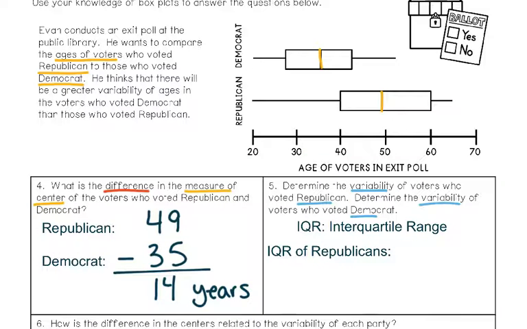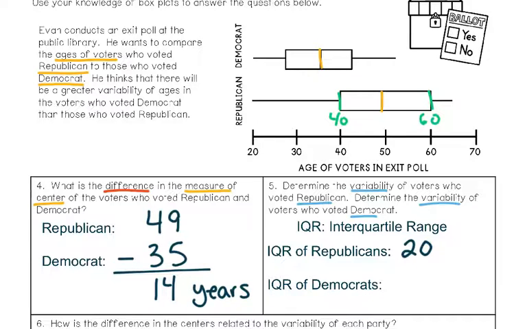So to find the IQR of Republican voters, I'm going to find Q1 and Q3. That's what makes the box. I see that it's at 40 and I see that it's at 60 for the Republican voters. The difference between those is going to tell me the variability. So the difference between 60 and 40 is 20. I subtract. See if you can determine the interquartile range of the Democrat voters.